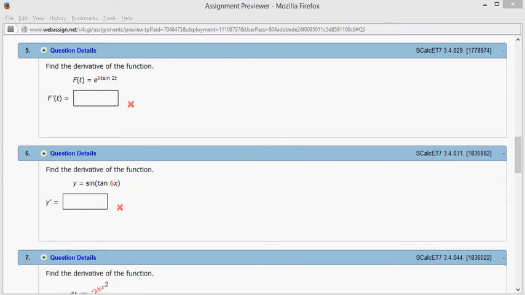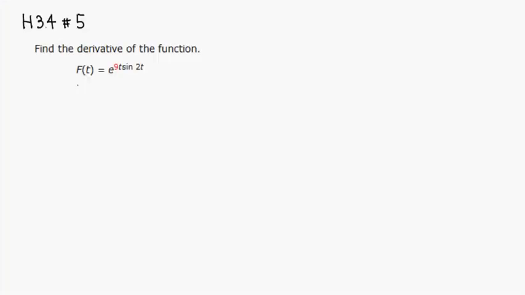Alright, let's look at homework 3.4, problem number 5. Let's find the derivative of capital F of t given here. So we want to take the derivative, so we have capital F prime of t.